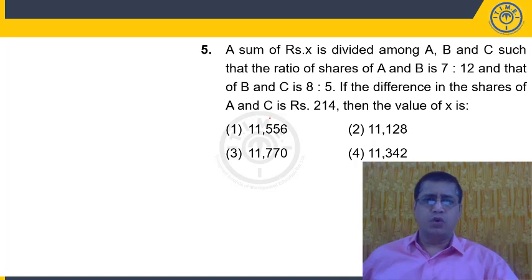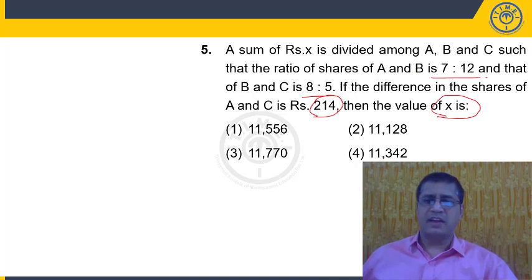A sum of rupees X is divided among A, B and C such that the ratio of shares of A and B is 7:12, and that of B and C is 8:5. If the difference in the shares of A and C is rupees 214, then the value of X is. Yes, my dear students, we need to find the value of X. Difference in the value of A and C is also given.